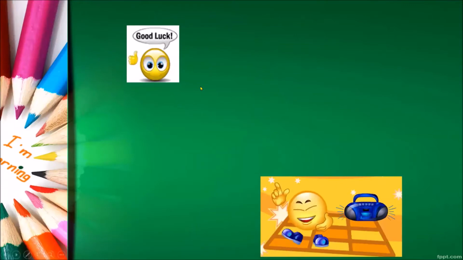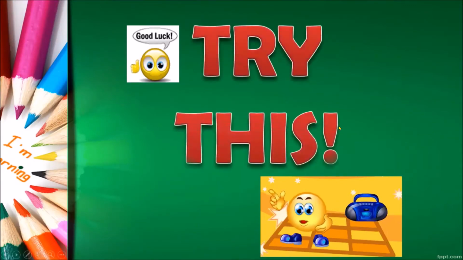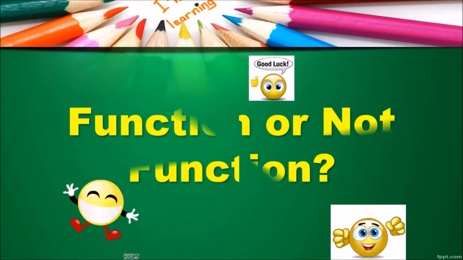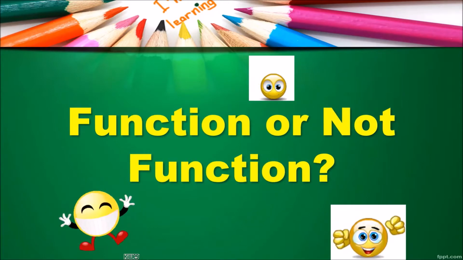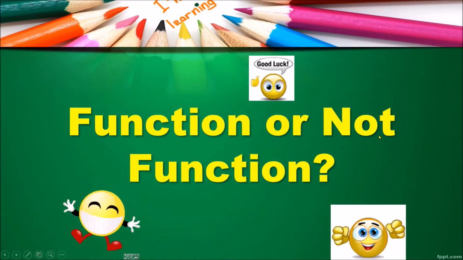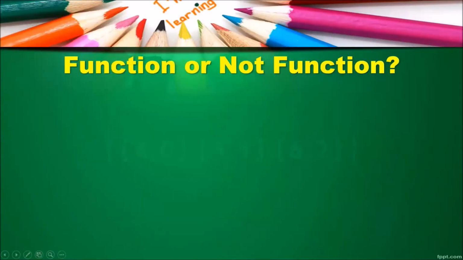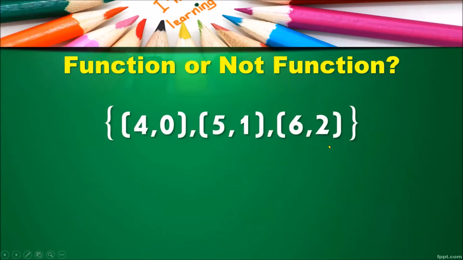So, para mas maintindihan natin kung ano ang function, let's have these examples. Alamin lang natin if it is a function or not function. Kapag not function siya, automatic relation lang siya. So, let's have this 4, 0, 5, 1, and then 6, 2. To determine if it is a function or not function, tingnan nyo lang po dyan yung domain nyo or yung first coordinates. Automatic po, pag may naulit na number sa domain mo, ibig sabihin, not.